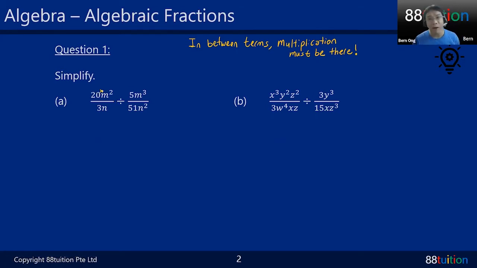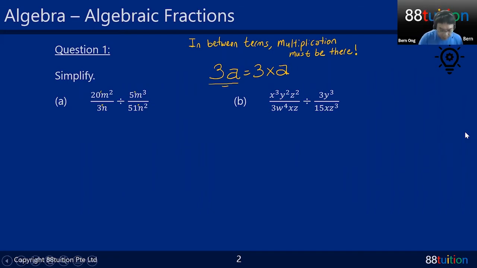They never write it, which means it's a multiplication. So for example, they write 3a. What does 3a represent? 3a actually represents 3 times a. Sometimes we don't write the times, so we simply write it as 3a. But you need to know that there's a hidden multiplication in between. In between terms, multiplication must be there when you do your cancellation or when you do your fractions. It's very important. So in between the 5m cubed is also a multiplication. All these are multiplication in the center.